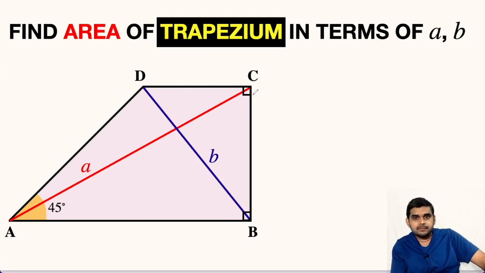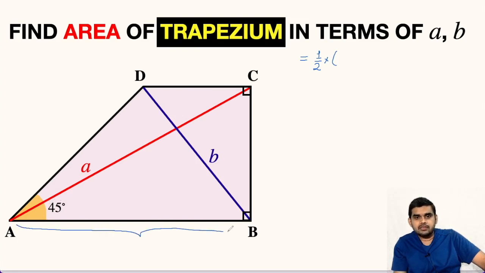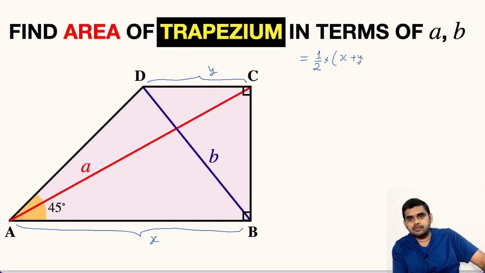So we know that the area of any trapezium is equal to half times the sum of parallel sides times the perpendicular distance between them. So the parallel sides are AB and CD. Let us name AB as length x and CD as y. So half times the sum of parallel sides, that means x plus y, times the perpendicular distance between them. In our case, BC will be the perpendicular distance and let this be h. So we will multiply here with h.